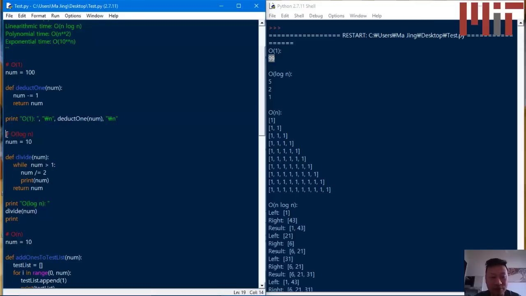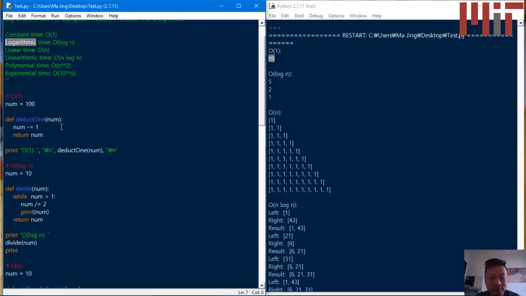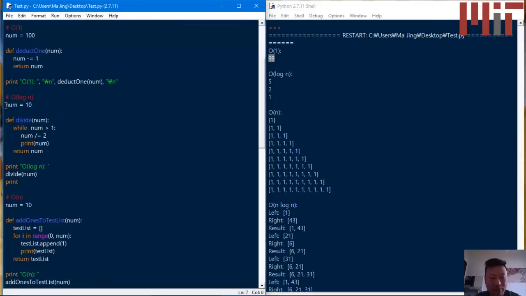Now we're going to go on to a bit more complex algorithm, which has a time complexity of Big O of log n, or logarithmic time. You have the same input, 10, and you're going to input that number into a function called divide. While the number is bigger than 1, you're going to divide it by 2. So basically 10 divided by 2, divided by 2, divided by 2.